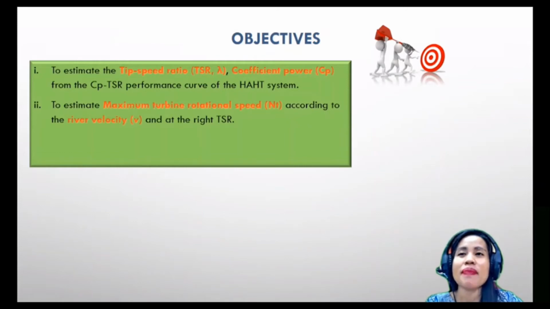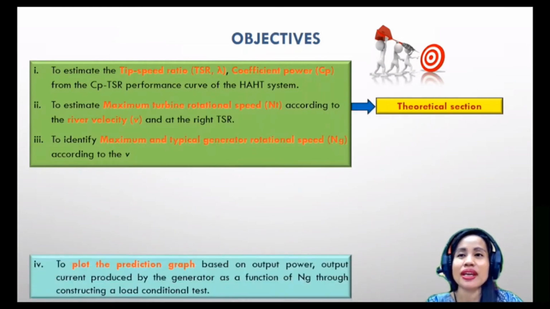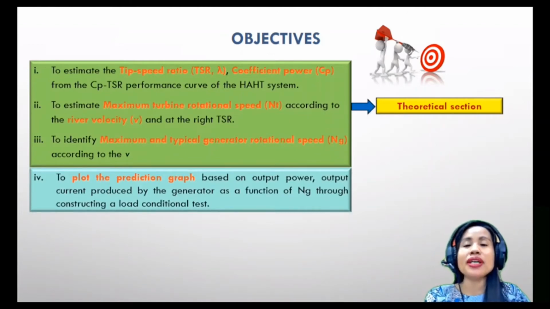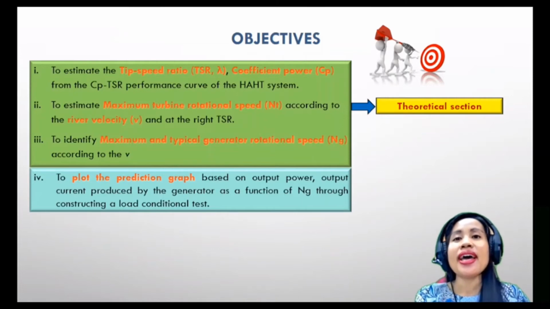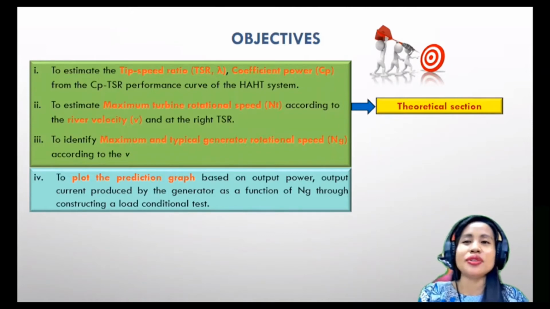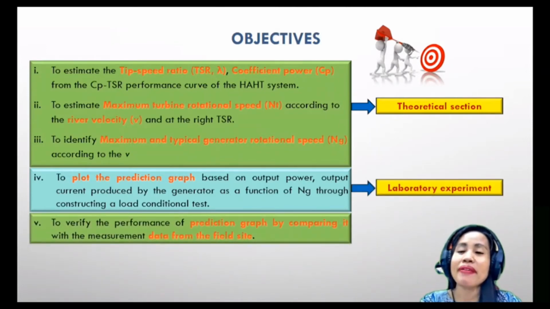Second, to estimate the maximum turbine rotation speed, NT, according to the river velocity, nu, and at the right TSR. Third, to identify the maximum and typical generator rotation speed, NG, according to the nu. And then to plot the prediction graph based on the output current produced by the generator as a function of the rotation speed. To verify the performance of the prediction graph by comparing it with the measurement data from the field site.